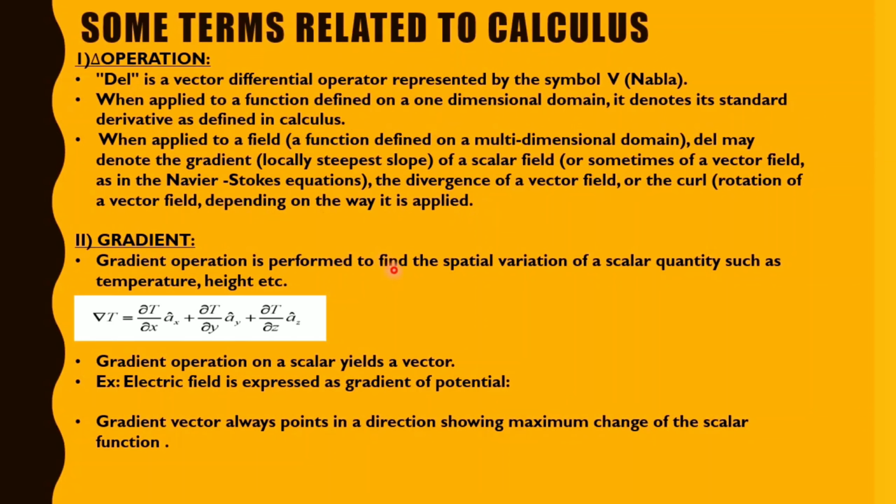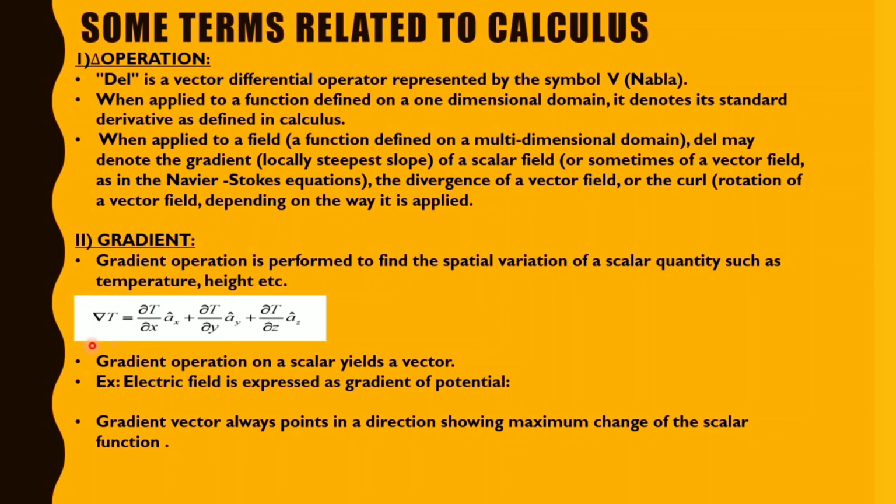The gradient operation is performed to find the spatial variation of a scalar quantity such as temperature or height. The symbol is wrong here, so please make the changes. The gradient operation is performed to find the spatial variation of a scalar quantity such as temperature. The gradient symbol is just the inverse of the delta operation. So we find the spatial variation of scalar quantities.